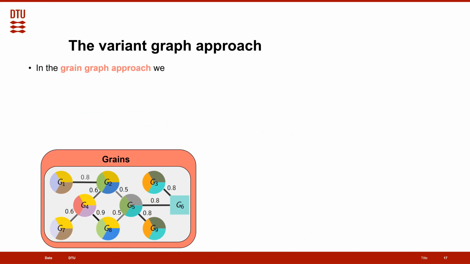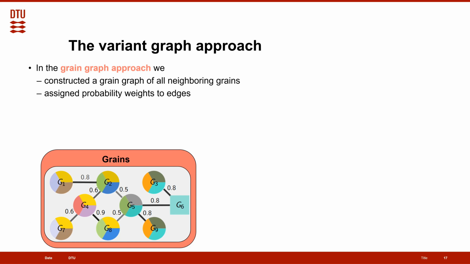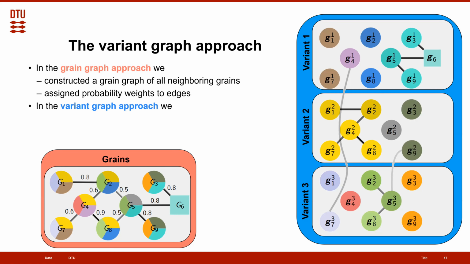So if we again recap on the grain graph approach, we can see that we constructed a grain graph of all the neighboring grains down here. And then we assigned probability weights to all the edges. How does the variant graph now work? So here we actually construct a variant graph of all possible neighboring variants. So for example, if we look at grain 1 in the grain graph, we had 3 different possible parent orientations. And now this grain is basically split up into its possible parent variants. We have grain 1 variant 1, grain 1 variant 2, grain 1 variant 3. In this way, we have a lot more nodes to work with.